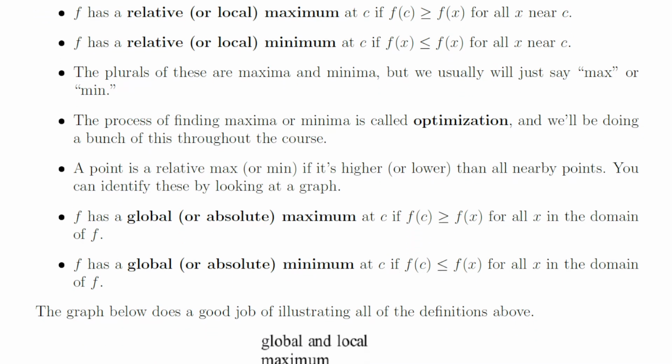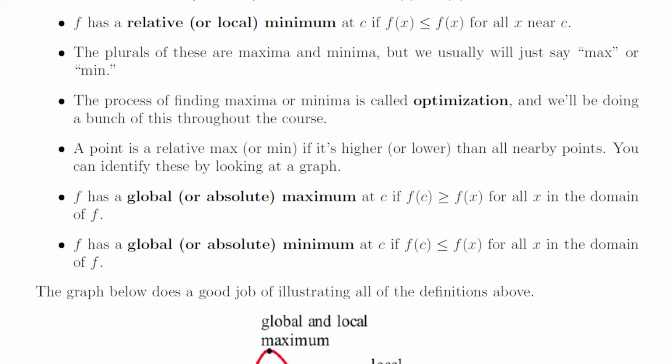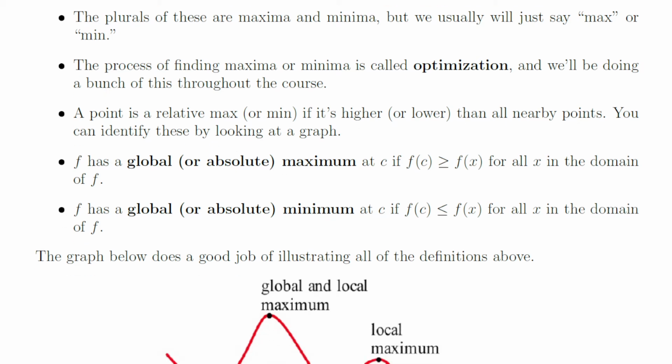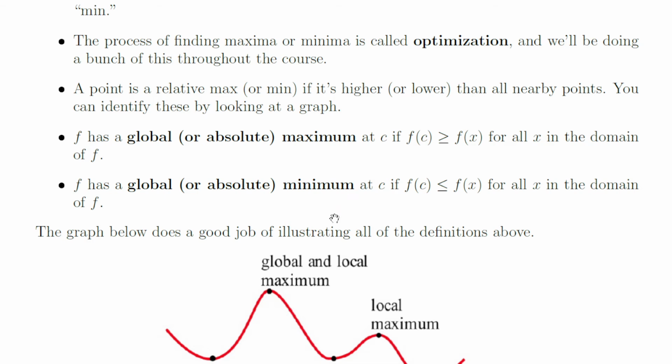Using maxes and mins, which is what we call maxima and minima, it's just kind of the slang, we're going to be doing a lot of optimization. And so you'll be seeing that throughout a lot of what we do here in the next few sections primarily, but even as we continue through the course. Relative max and min, you can see it just by looking at a graph. Again, we're going to be doing a little bit of this here.